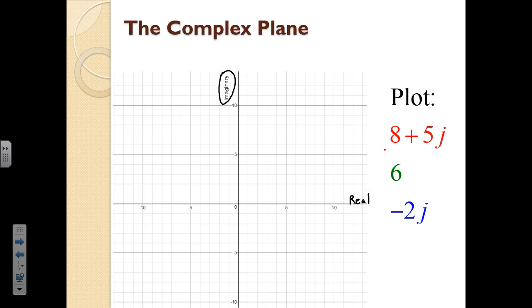So for example, 8 plus 5j, that's going to be a complex number with a real part of 8 and an imaginary part of 5. So 8 to the right and 5 up. That is the imaginary number represented on a complex plane. And again, that's really just a vector. You've done vector work. You did that in Tech Math 1 A and B. It's the exact same idea.